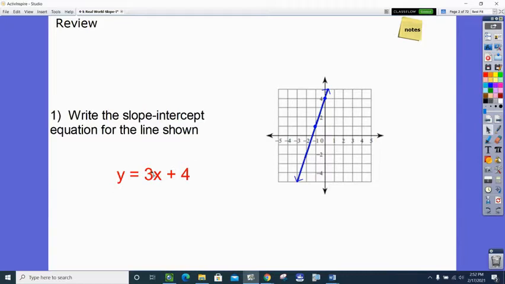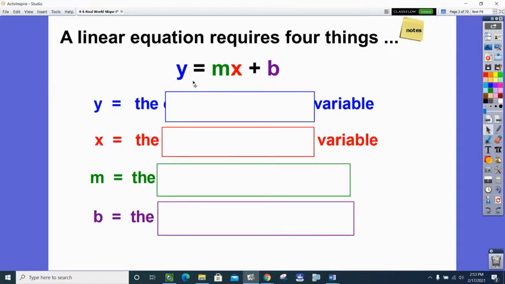So we're still going to be talking about slope and y-intercept in that slope-intercept form, but now we're going to talk about it in a real-world context. So we're going to remember this y equals mx plus b, that there are basically 4 things. 2 of them are going to be variables, and 2 are actually going to be numbers for a given situation.